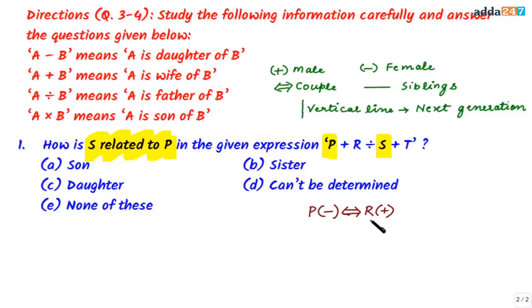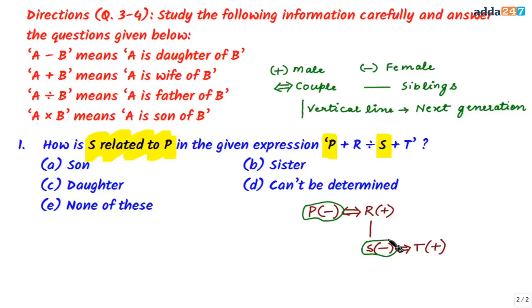That means we move to the next generation, and here we will have S. Then we have S plus T, and S plus T means that S is the wife of T. That means S is definitely female, and S and T form a couple. So T is male. We have to find the relation between P and S here. That means between this and this.